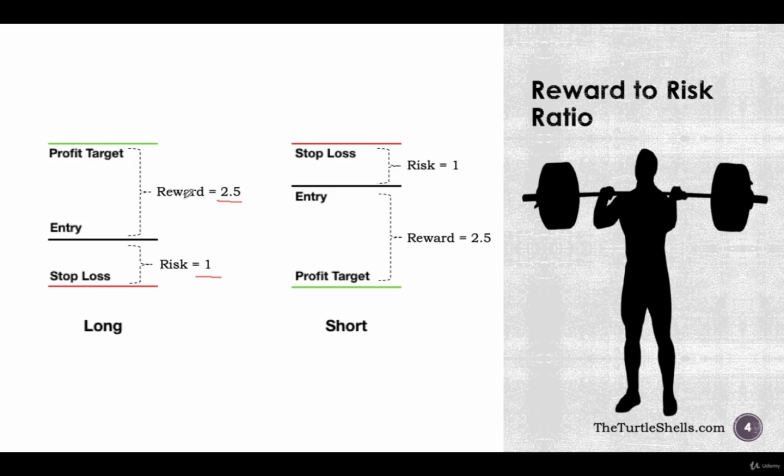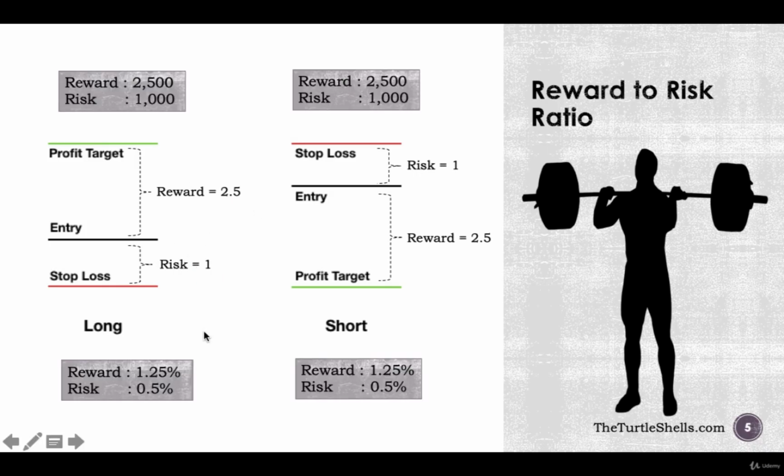So that's the basic idea. The reward to risk should be minimum 2.5. Now we can implement this in several ways. For example, let's say the risk is 1000 units, whatever. Let's say the risk is 1000. So the reward is going to be 2500. Similarly, if this risk is 1000, the reward is going to be 2500. Just the ratio should be 2.5:1.